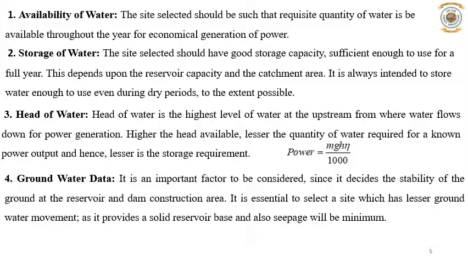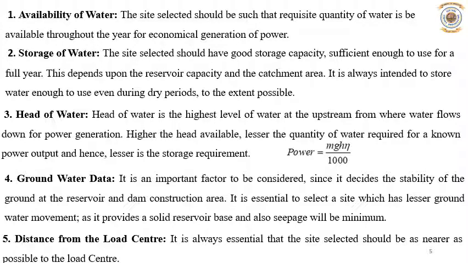Then groundwater data is an important factor to be considered, since it decides the stability of the ground and the reservoir and dam construction area. So it is essential to select a site which has lesser groundwater movement, as it provides a solid reservoir base, and seepage will also be minimum. So distance from the load center and these are the important factors which will decide the site for a hydroelectric power station.